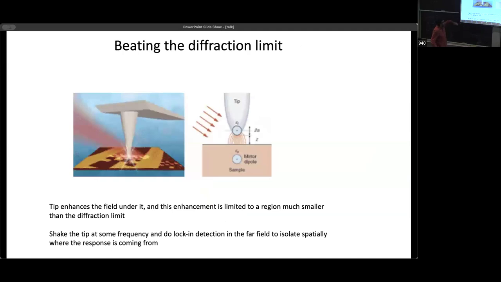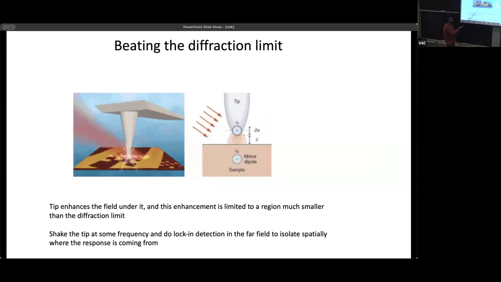So this has also been going on for about 15 or 20 years. There's a very nice field of nano optics, which now has many people working in it, where people have managed to do this in a variety of different ways. So here's one particular implementation. This is from the lab of Dmitry Basov and other people like him.